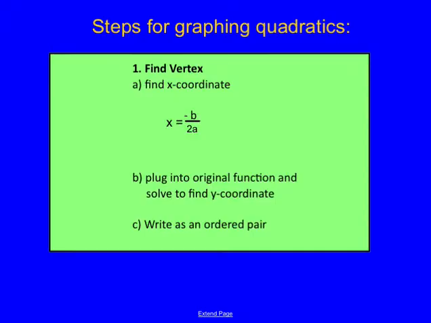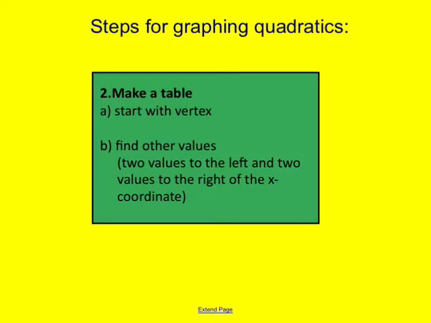So remember, when you're graphing quadratics, the first thing you need to do is find the vertex. To get the x-coordinate of the vertex, you're going to do the opposite of b over 2a. Once you get your x, you can plug that x back in for x in the original equation. That's going to give you a y. Then you're going to write it out as an ordered pair, (x, y). That represents your vertex.